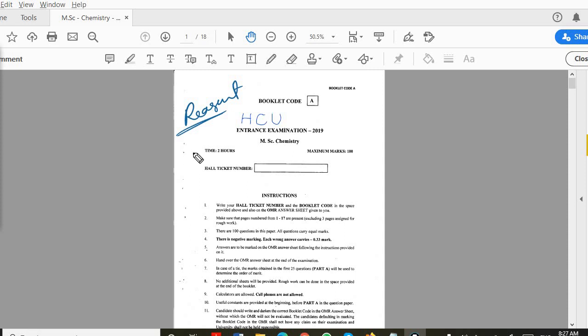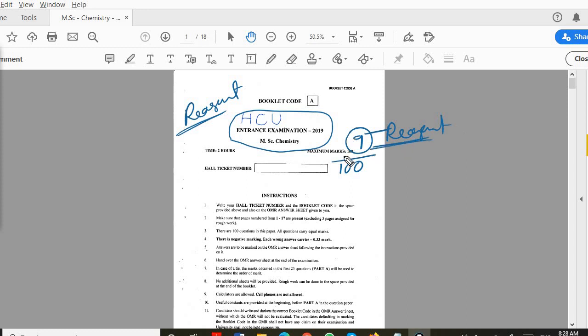So I need to show you how much the weightage of the reagents chapter is going to take up in the HCU exam or any other exam. For example, I am taking the HCU exam. This is the 2019 HCU paper. Here you can see out of 100 questions, you are going to get 9 questions just from the reagents chapter.